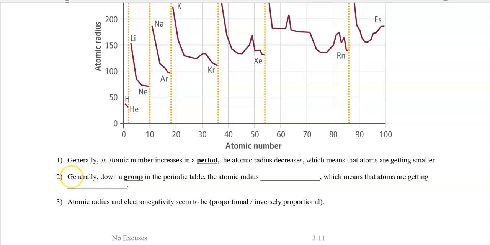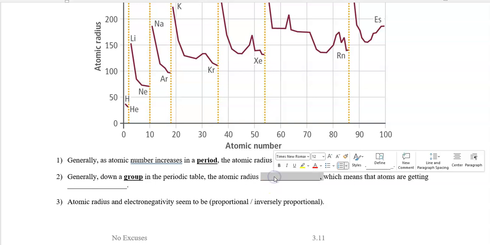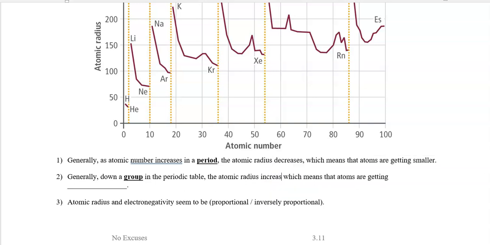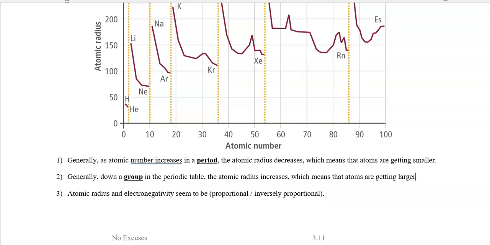America's Got Talent. Generally, down a group in the periodic table, so remember you can look at group 1, hydrogen, lithium, sodium, atomic radius is increasing, which means the atoms are getting larger.